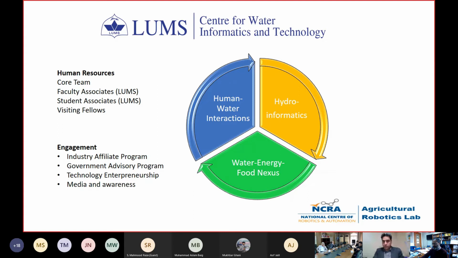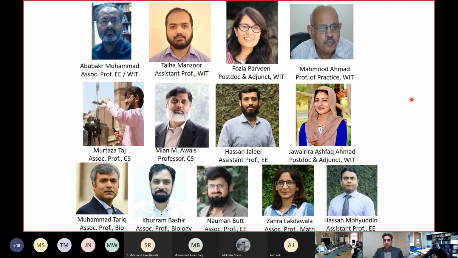And I also just wanted to acknowledge that this is not my individual effort, but really a lot of these are the associated faculty that we have at the center at LUMS from around the campus in various disciplines and centers and departments who are contributing to this, and of course, graduate students and staff members who are contributing to these areas.